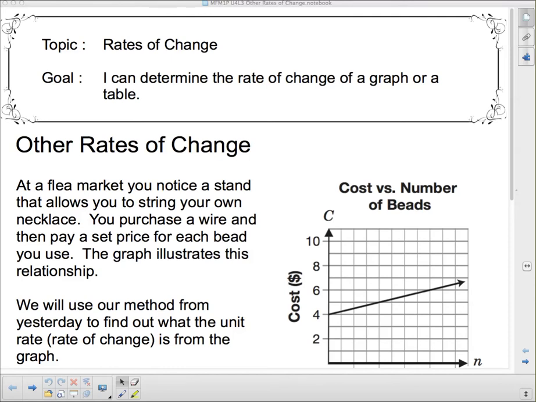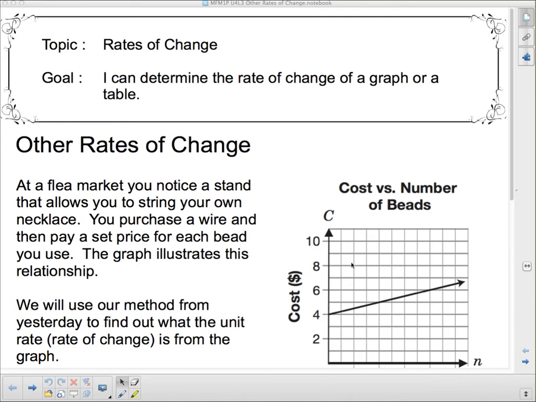Hello, 1P. We're continuing talking about rates of change here. Although yesterday we only dealt with speed, today we're going to take a look at other rates of change. And this should actually go pretty quick because it's the same stuff we were doing yesterday, just slightly different.